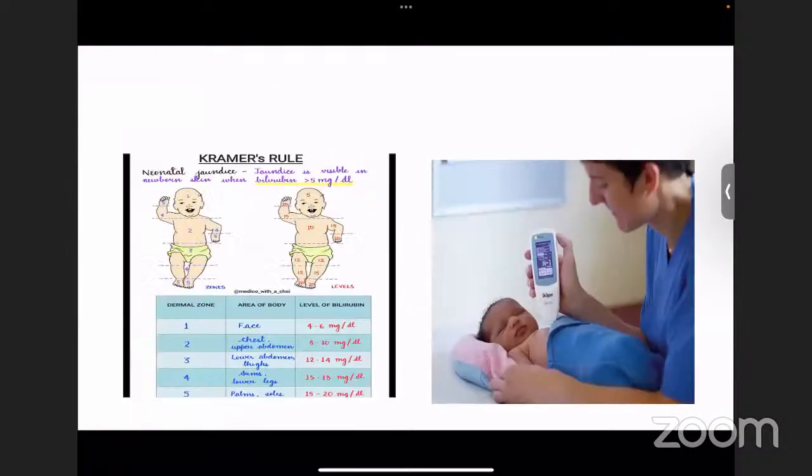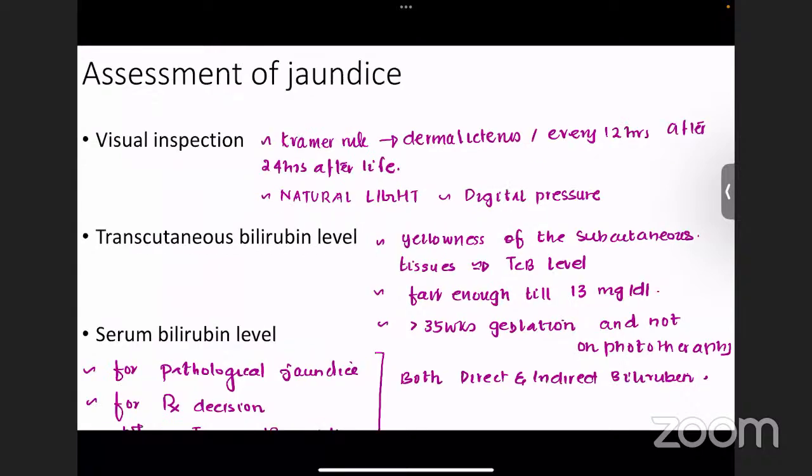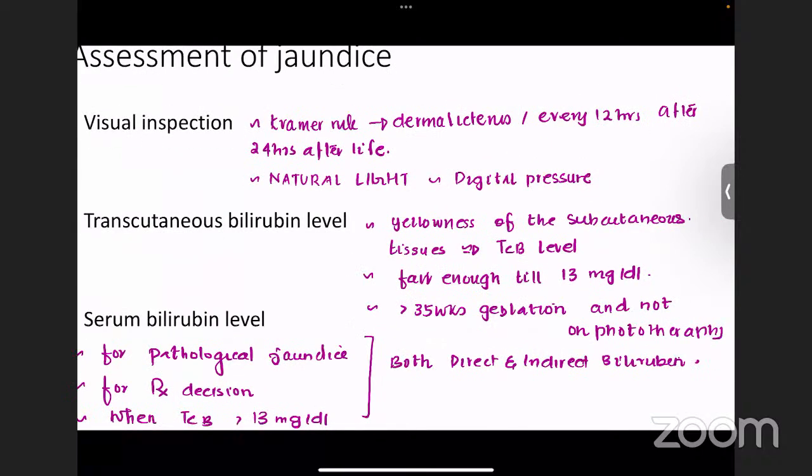So what are the ways you see? Okay, let's see. Kramer's rule. I will discuss this.